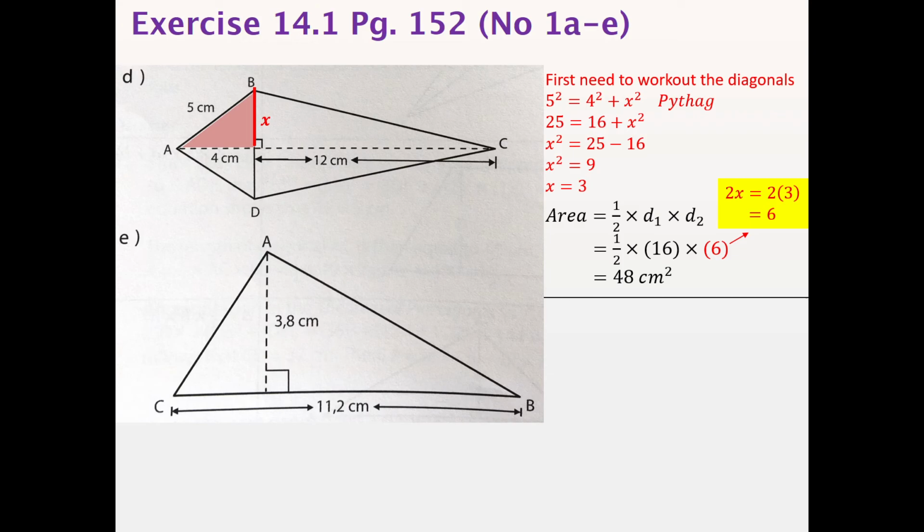And then the last one, area is equal to a half base times height. My base is 11,2, my height is 3,8. Substitute that in and multiply everything, and I'm going to get 21,28 centimeters squared.